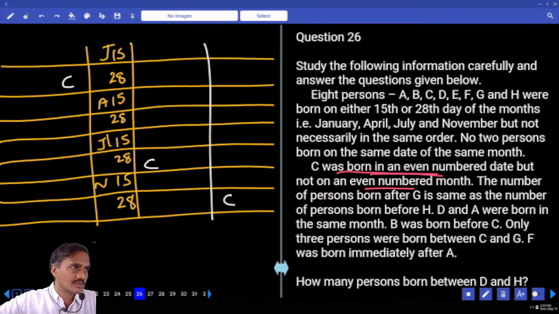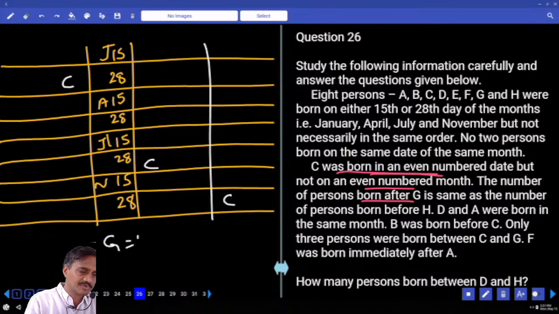November. Yes, what is your doubt? Then next one. The number of persons born after G, same as before H. Now G and H, the number of persons must be same.